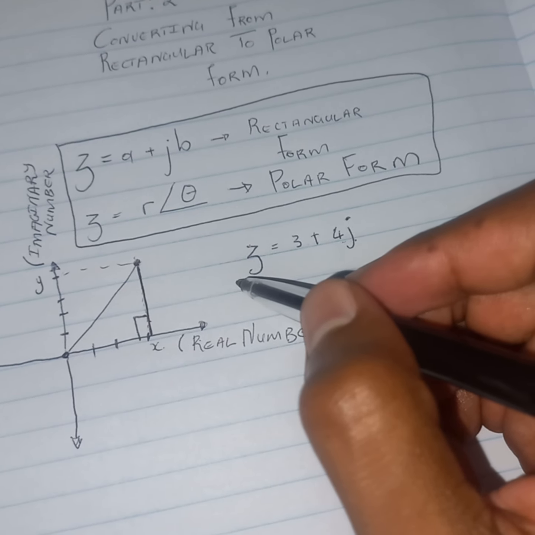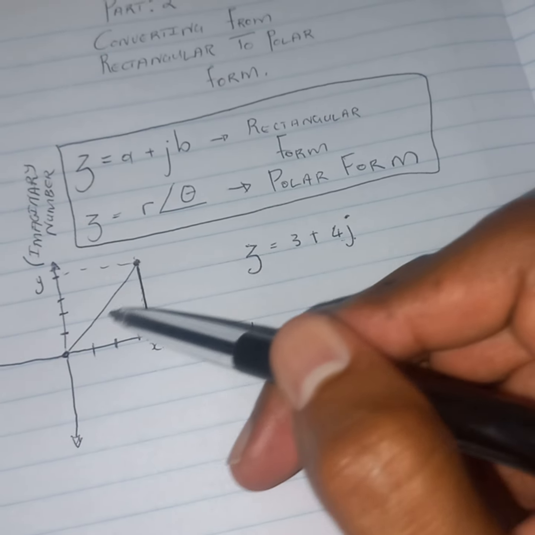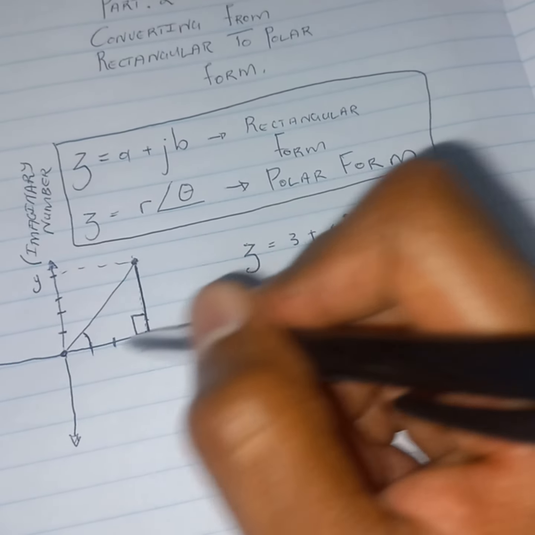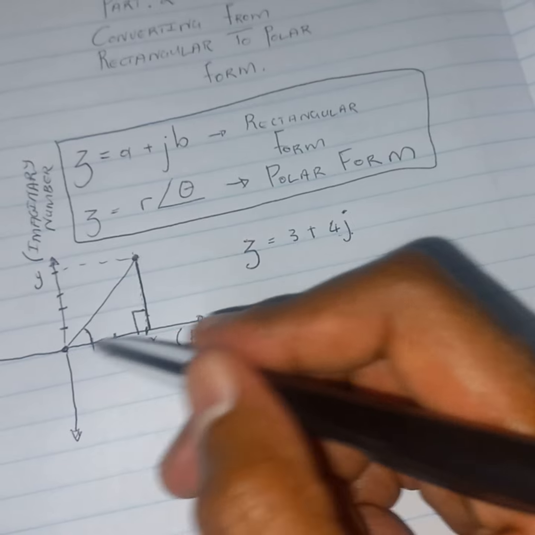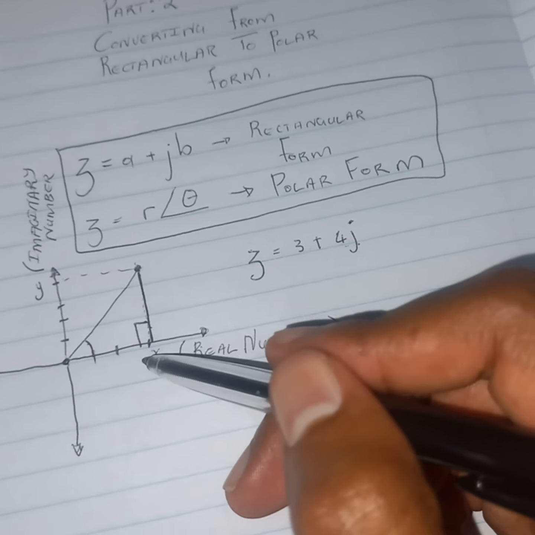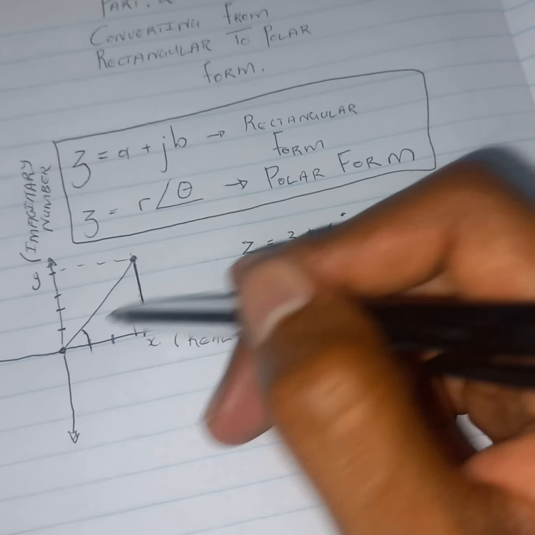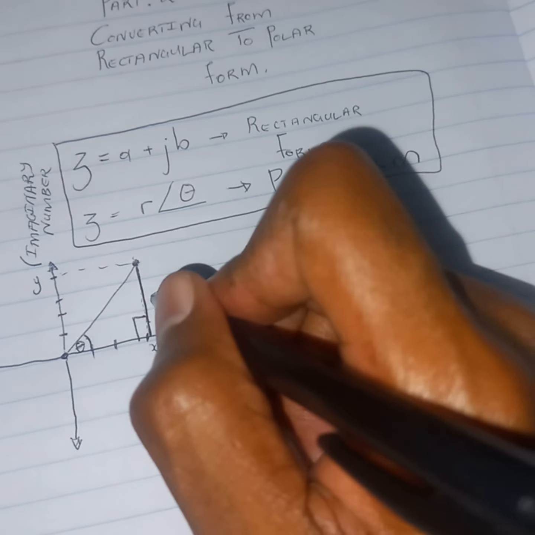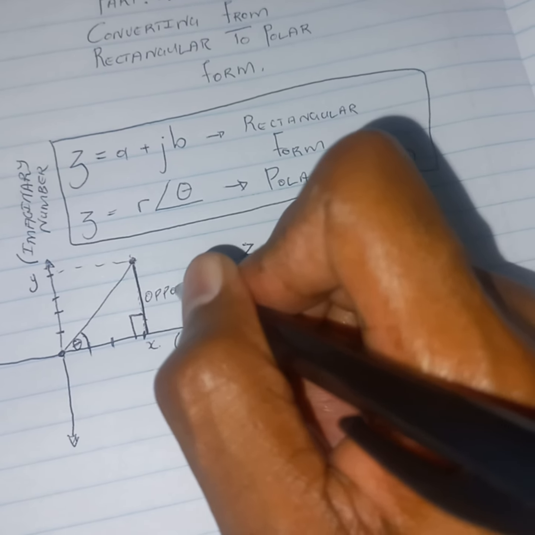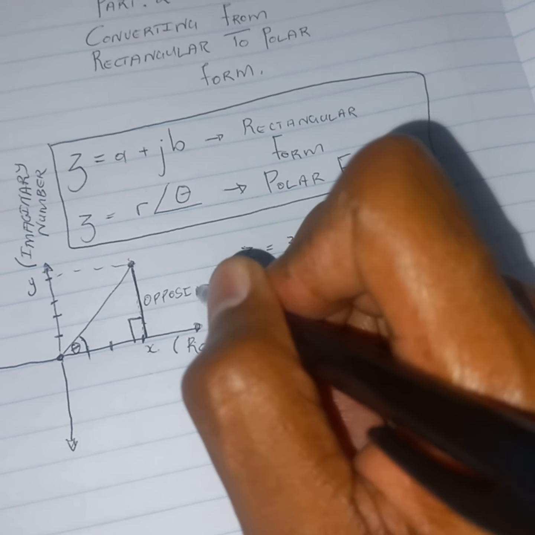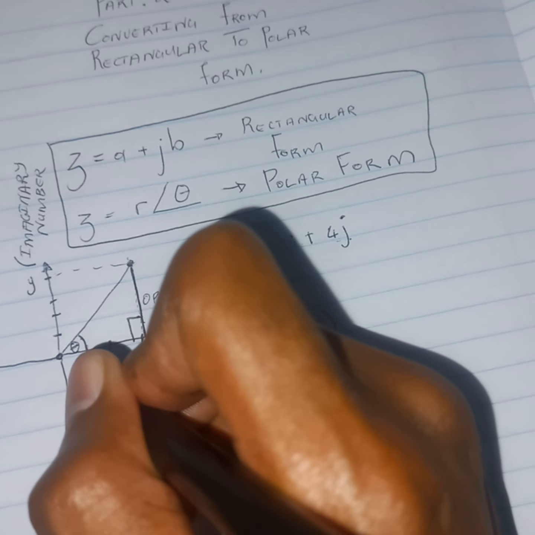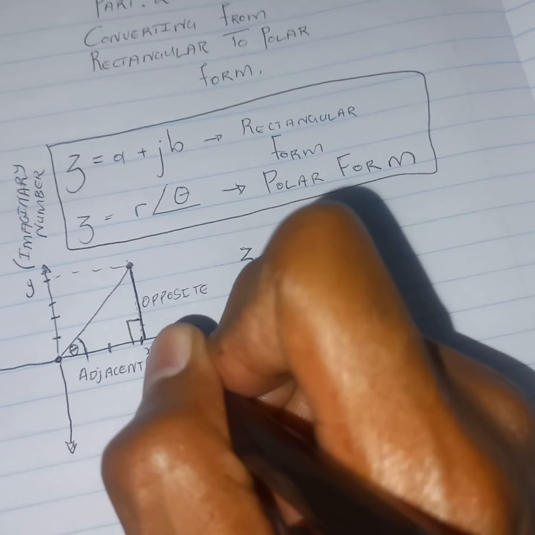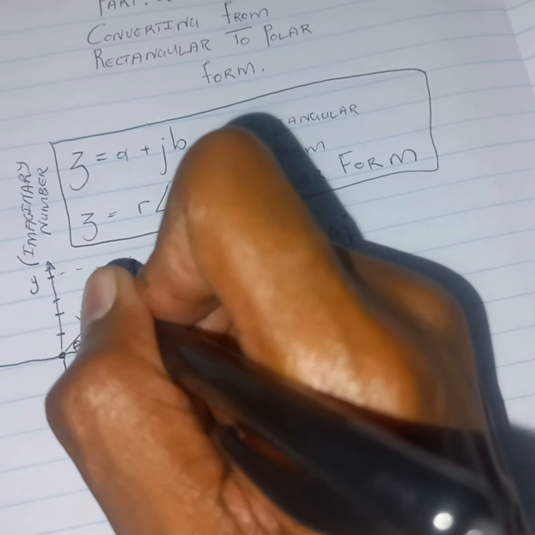Which brings us to a point where we want to label. If you have an angle theta here between the x-axis and the hypotenuse, then we call this side the adjacent side, and this is the opposite side. So we have opposite here, and adjacent here, and then we also have the hypotenuse.